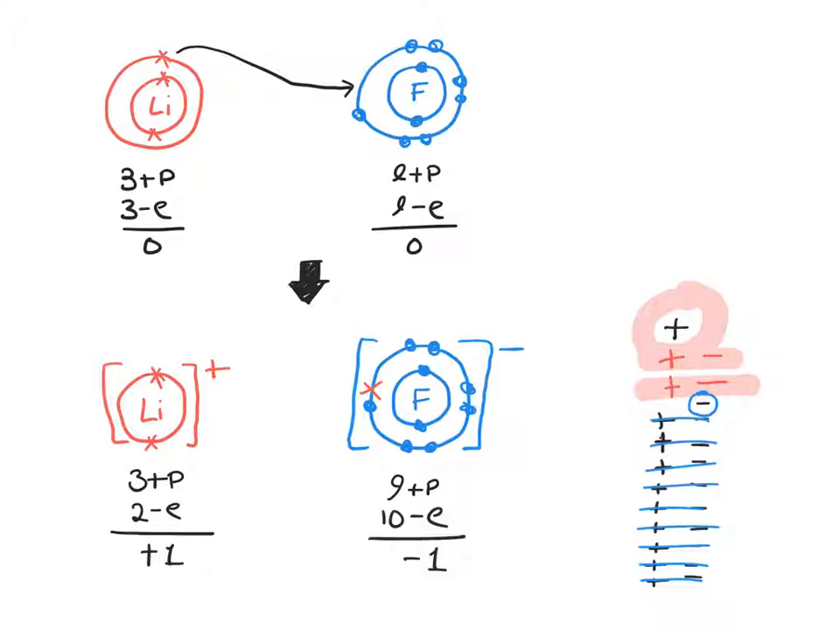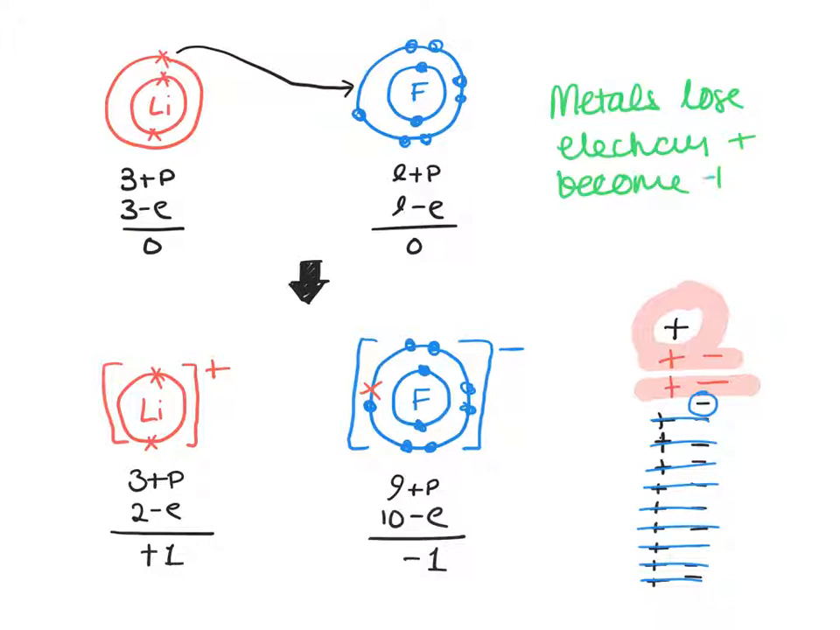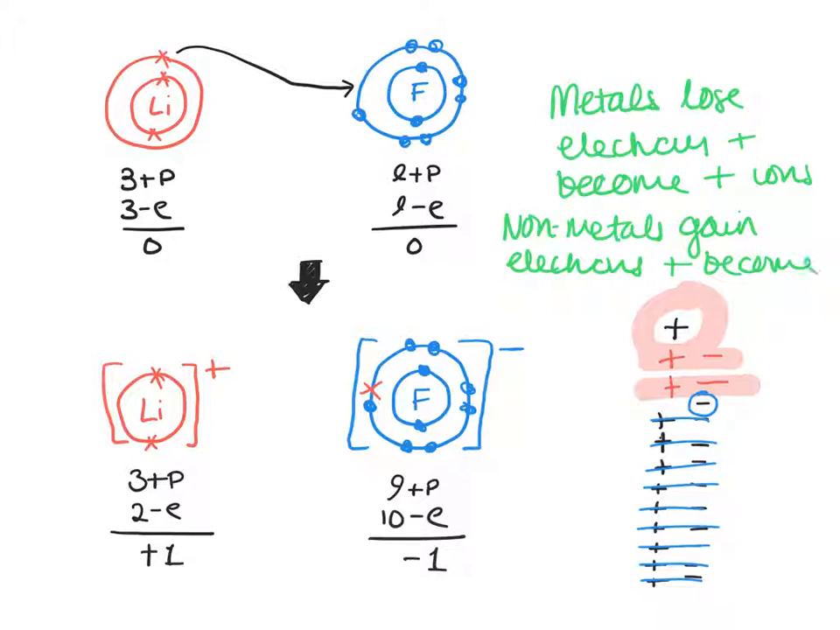Okay, so there is a general rule that goes with it. So metals, like lithium, lose electrons and become positive ions. Non-metals, like fluorine, gain electrons and become negative ions.